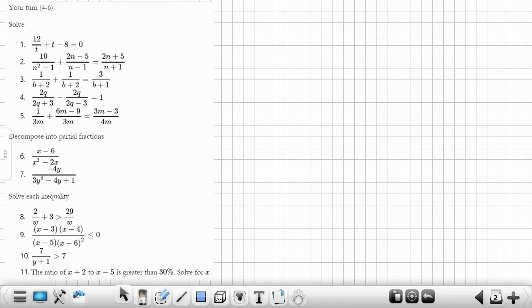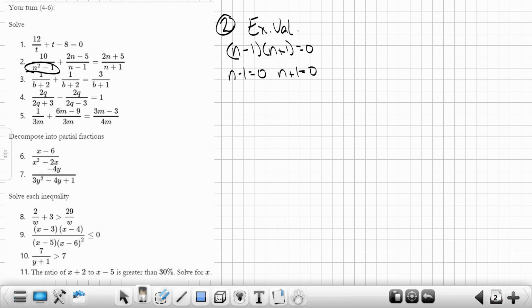All right, number 2. Number 2, so my excluded values, and if you finished all the homework, you can just double check my excluded values. Each of my denominators is equal to 0, but the first denominator, n squared minus 1, is already n minus 1 times n plus 1, so I really just have n minus 1 times n plus 1 equals 0, and my excluded values are 1 and negative 1. So those are my excluded values because I factored that n squared minus 1.